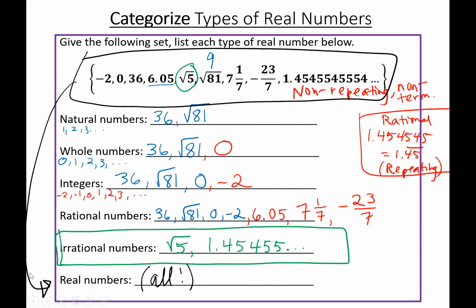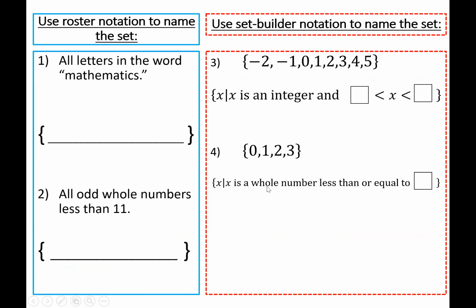All right, now I skipped a slide, so let's go back. These other questions are a little bit different. We're being introduced to something called roster notation and set builder notation. It already sounds harder than it is, I promise. A roster, think of a class roster, it's a list, that's all. So these first two questions, I hope you'll find they're easier than you might expect. So roster notation, you're just making a list.